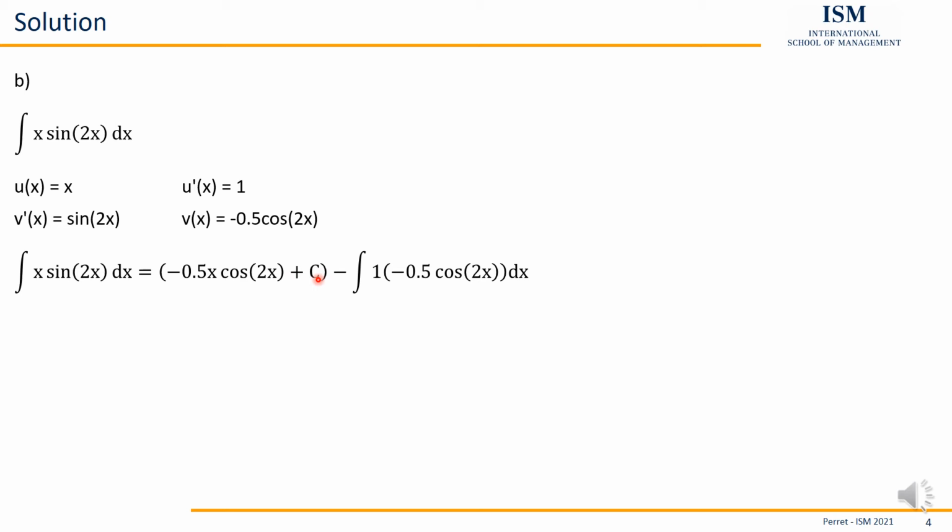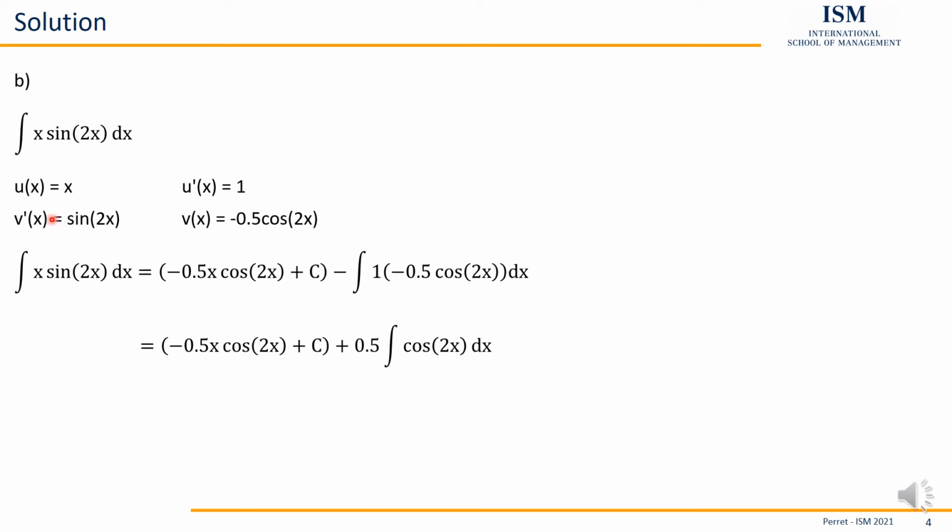Okay, that's the first part. Then the second part, we get minus. Now we need those two. So here we have 1 times minus 1/2 cos 2x. Well, the minus and the 1/2 we can drag in front of the integral, making it look like this. And then we only have to take here the integral of cos 2x.